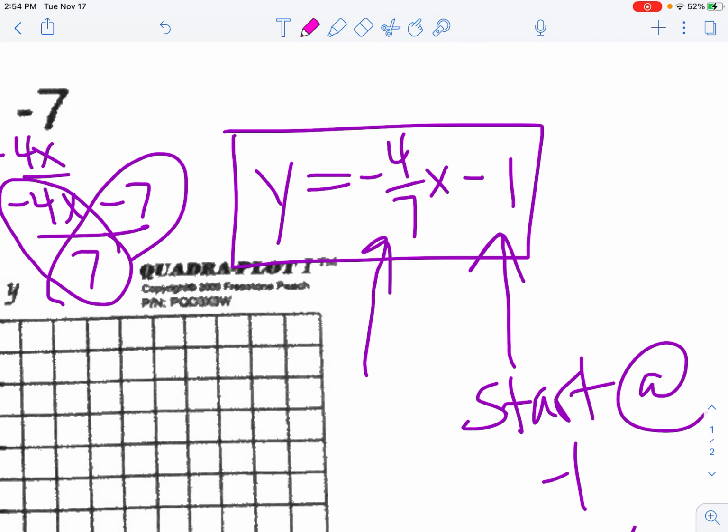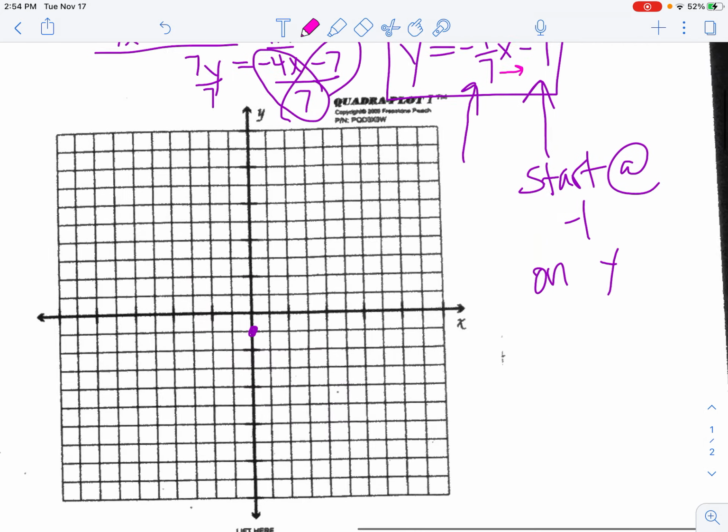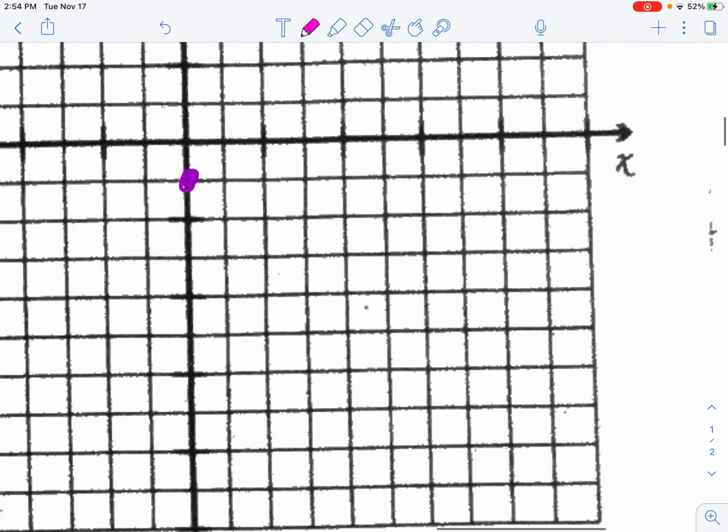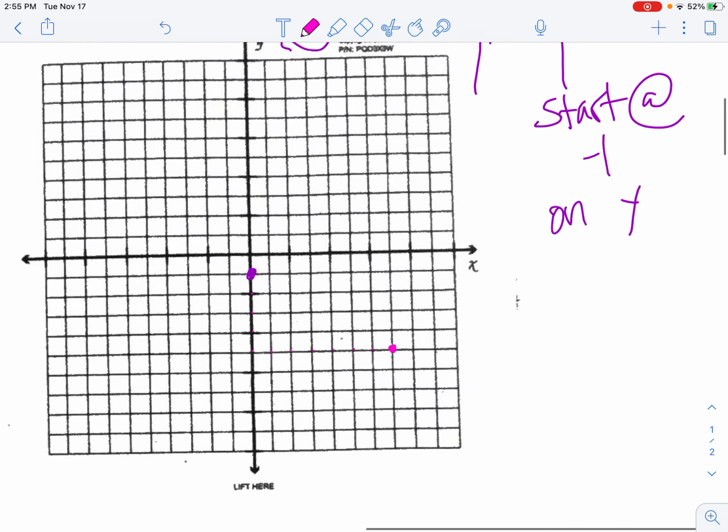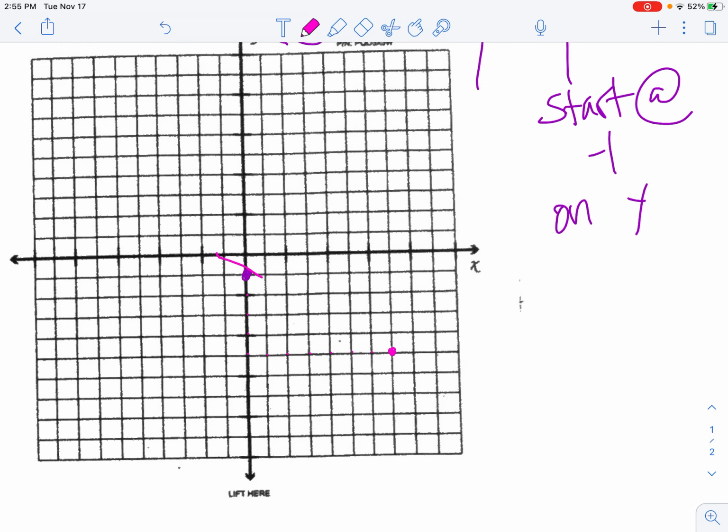The top number is the vertical change, so that means to go down 4. And the bottom number is a positive 7, so that means to go to the right 7. So those directions, that slope, means to go down 4, right 7 from the starting point of negative 1. So from here, we're going to count down 4, right 7. So 1, 2, 3, 4 down, and then 1, 2, 3, 4, 5, 6, 7 to the right. Put our point there, and now we're going to connect those 2 points to draw our line.